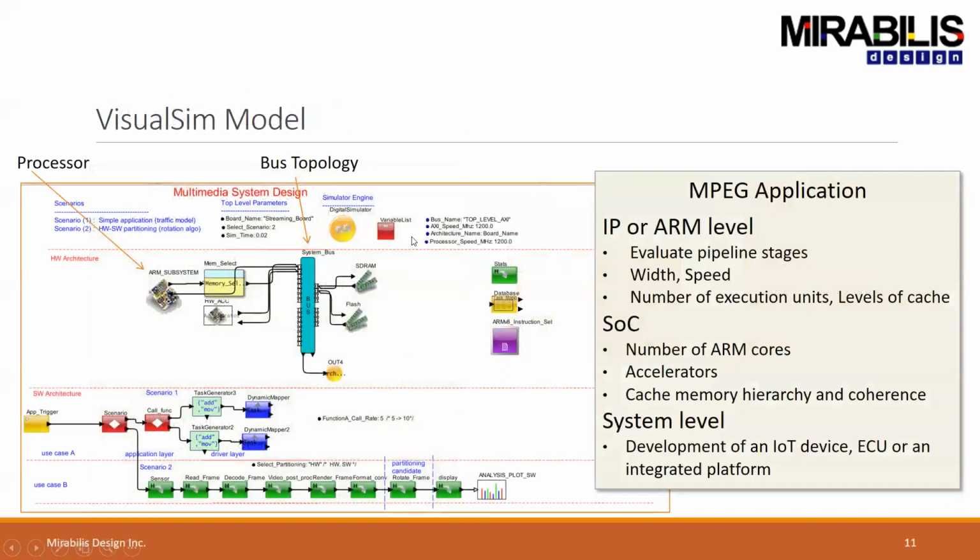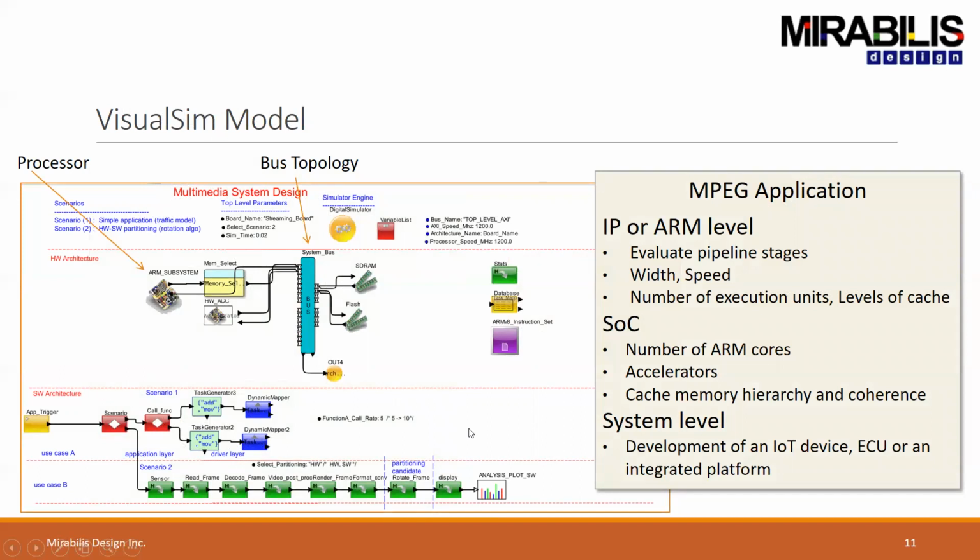This is the corresponding VisualSim model that correlates with the block diagram. We have the hardware architecture defined on top, and the software architecture or behavior flow defined at the bottom. We can see how the software is defined: the sensor gets the data, we read the frame, decode the frame, then do video processing, render frame, format conversion, then rotate frame, and then the display task.